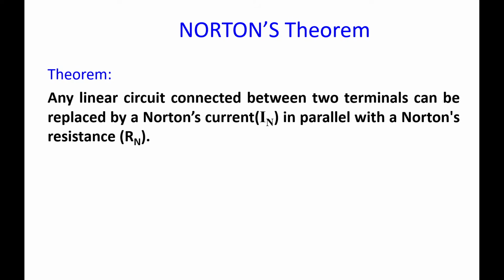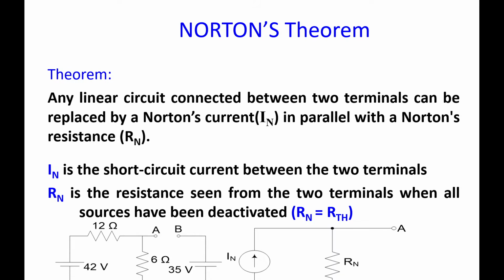So Norton's theorem states that any linear circuit connected between two terminals can be replaced by what we call the Norton's current connected in parallel with the Norton's resistance. Okay, let's continue. I'm going to explain this further. All right, good. So Norton's current is the IN. It is a short circuit current and it's connected between the two terminals.